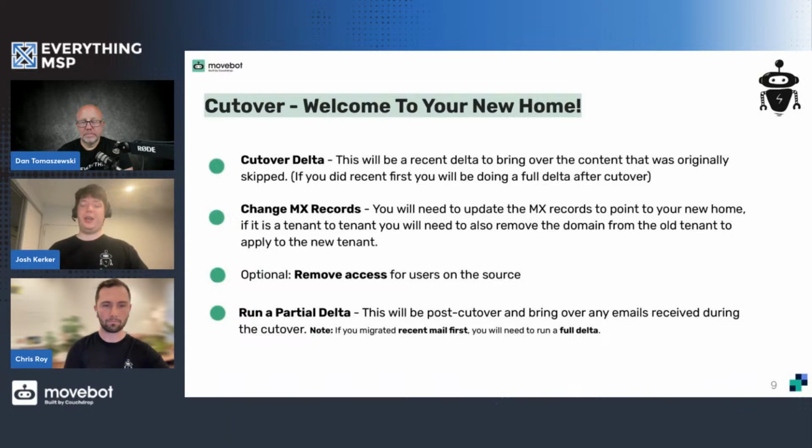And then last, you'll run your partial delta. This will be a post cutover delta. You'll just do another recent delta if you've only brought over the historical data. This will, again, just be an integrity check, to make sure that while you were doing the cutover and the MX record changes, no other last minute emails came in, and that nothing was missed.